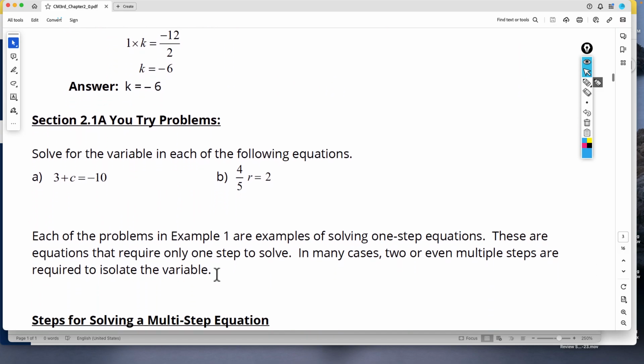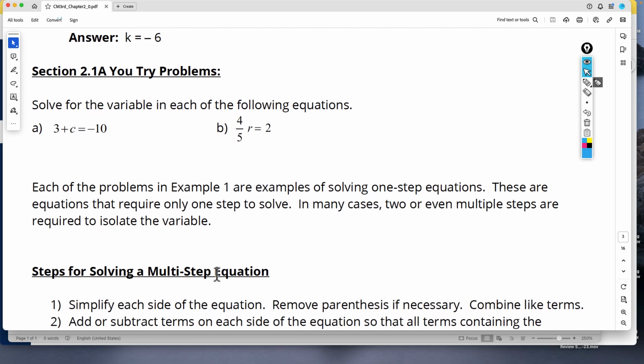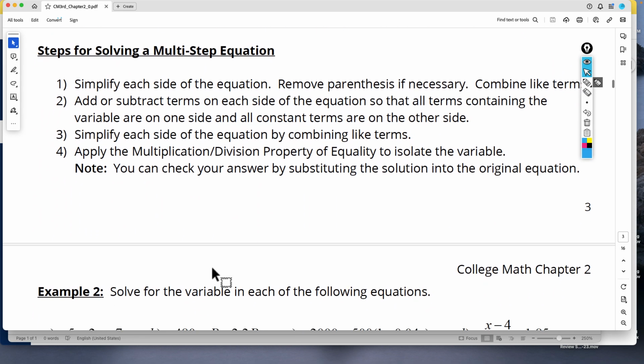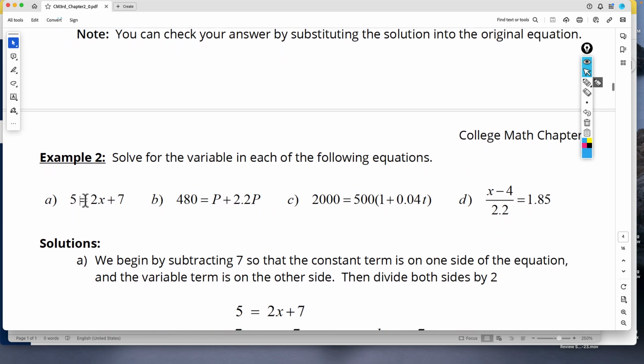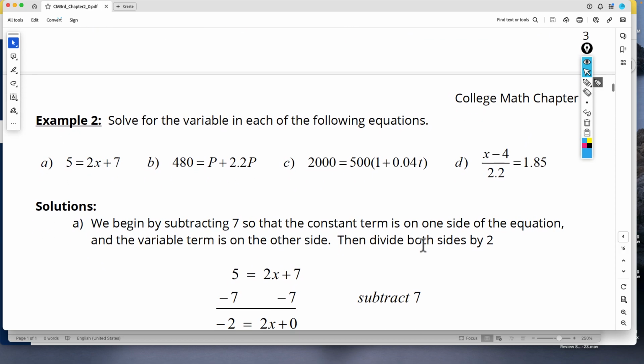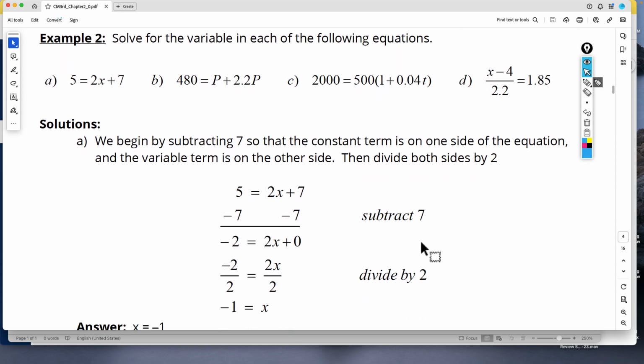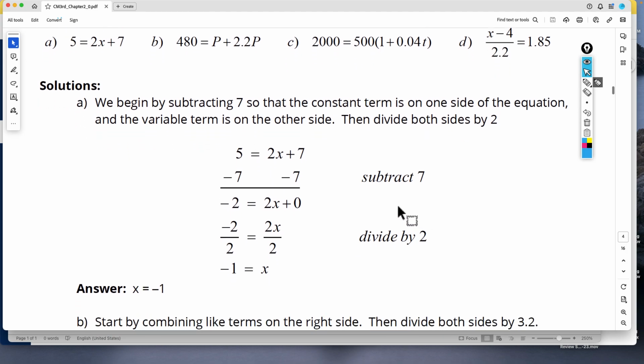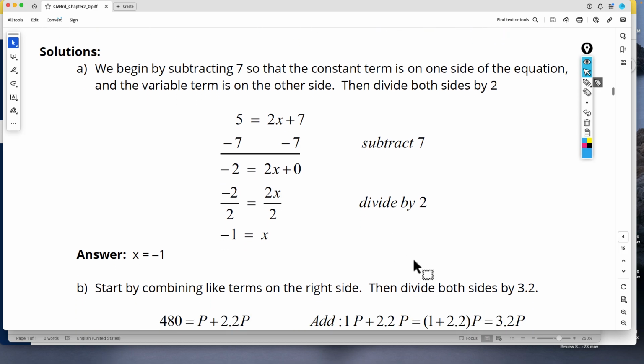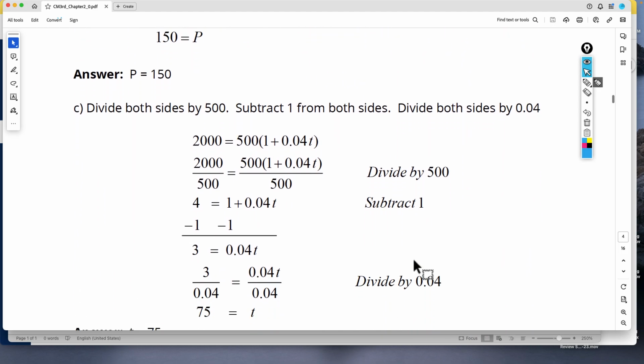Okay, there are some you-try problems, so again, in the textbook, if you want more practice, you've got those. If you've got it down, you're fine. And then they get into the multi-step. Again, here's 2 steps. Here's 2 steps, and again, they'll show you the solutions, so that's in the textbook. You can always look at those and hopefully be able to follow along with what they're doing. So yes, they're subtracting the 7 first and then dividing by 2 and so forth and so on.